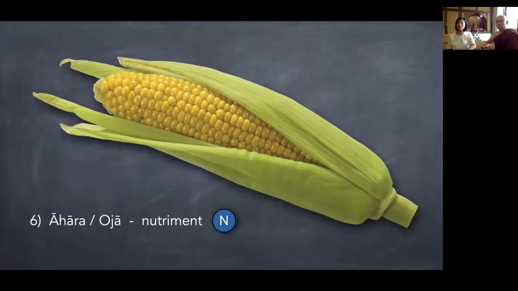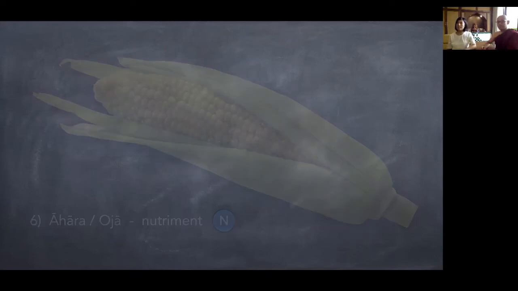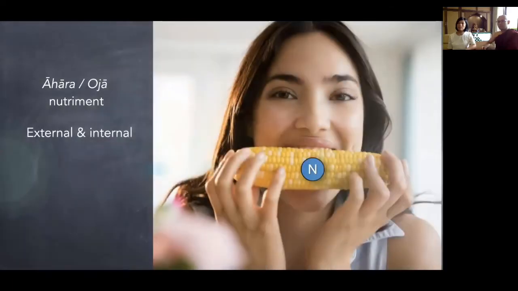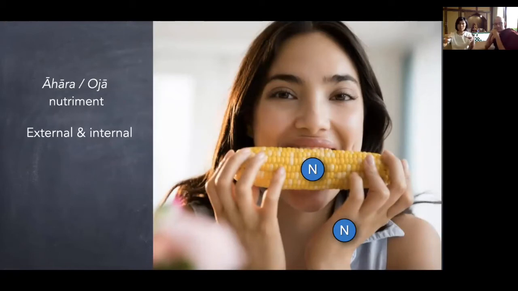Okay. So ahara, oja, is the next group, which is also one member, and the next type of rupa, which is nutriment. And this oja and ahara, nutriment, exists externally and internally. Externally meaning the food we eat or anything outside, which also has oja. And inside ourselves, internally, there is also oja or ahara. It is also this kind of material property associated together.